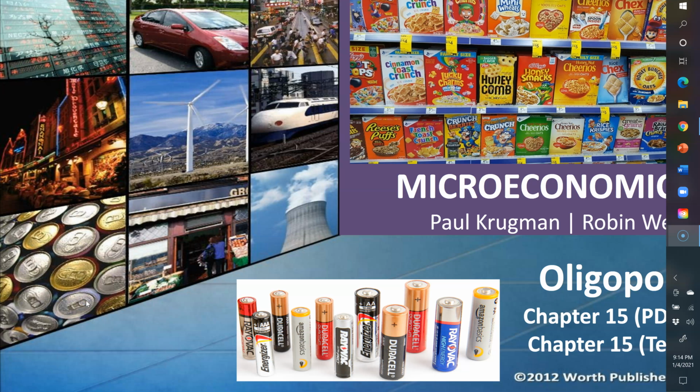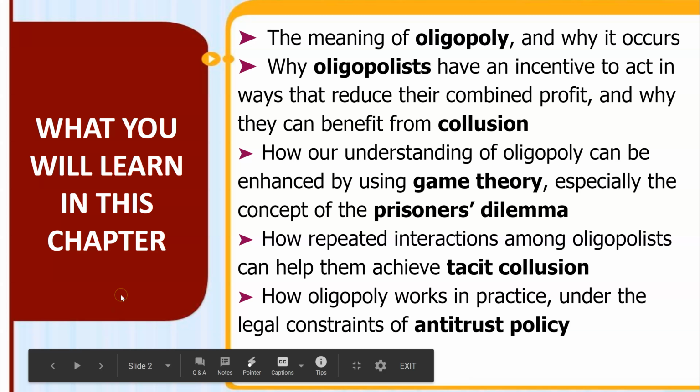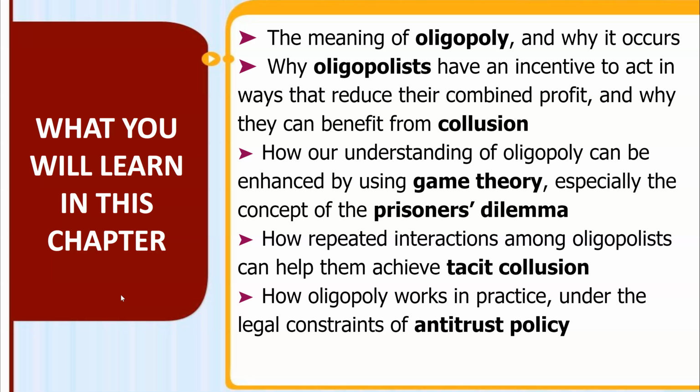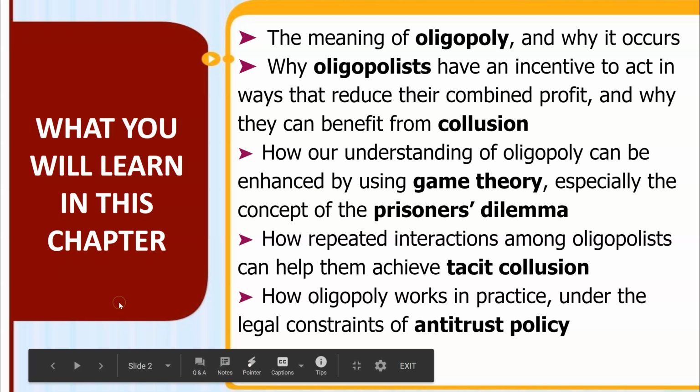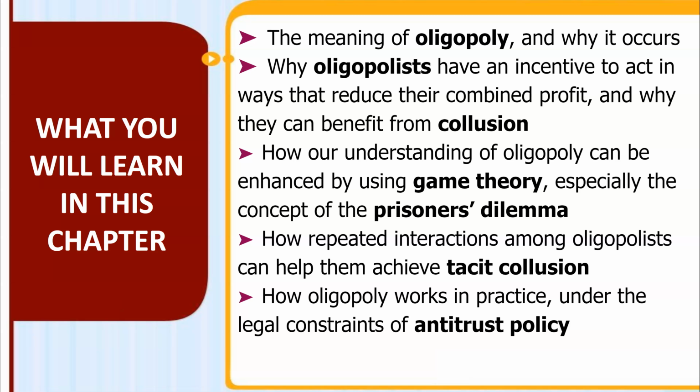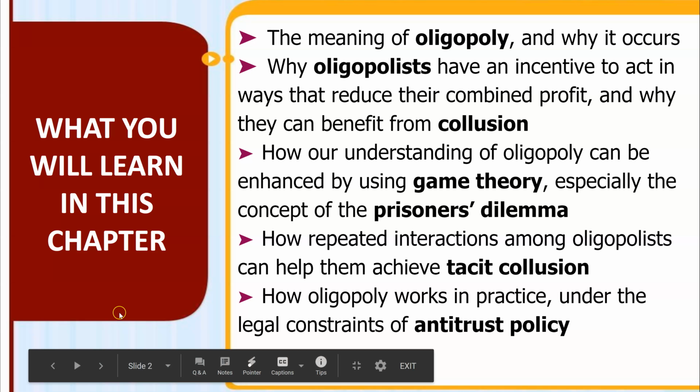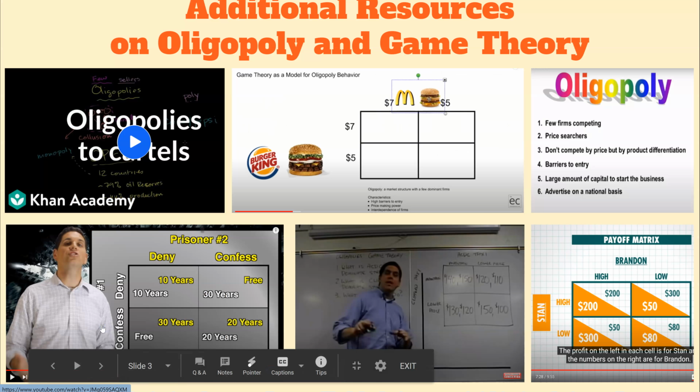I'm Mr. Rodman, taking you through oligopolies and game theory as we look at Chapter 15. So why do oligopolists have an incentive to act in ways that reduce their combined profit? When do they collude? When do they decide all of these things? We use what's called game theory in order to take a look at that. What happens when they engage in what we call tacit collusion? And then we look at antitrust policy in order to keep oligopolies from having too much market power. So we'll take a look at those in this chapter.